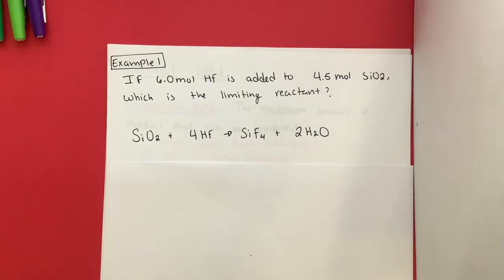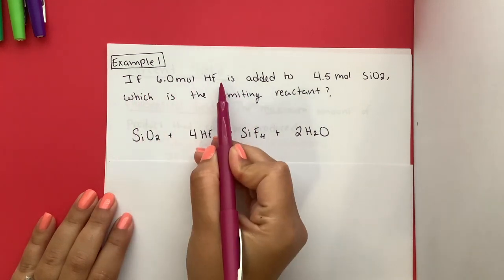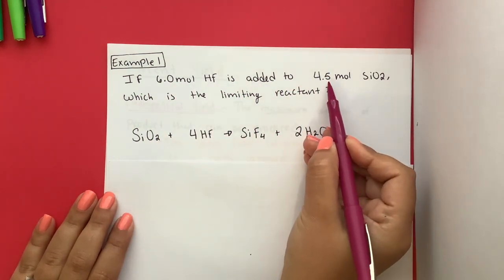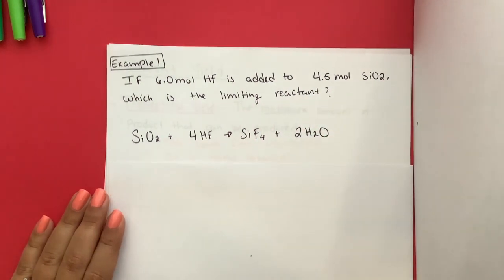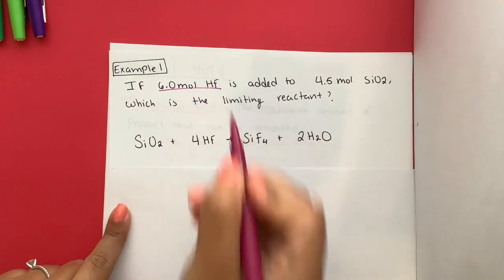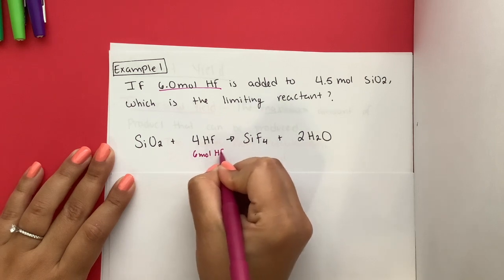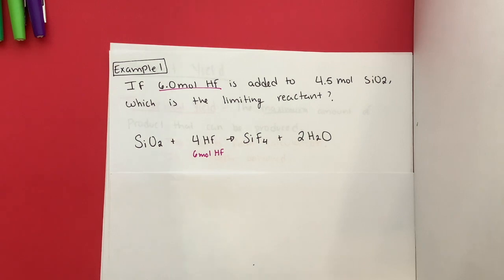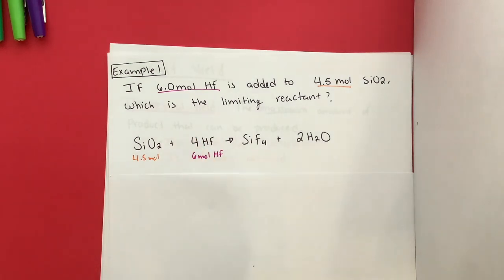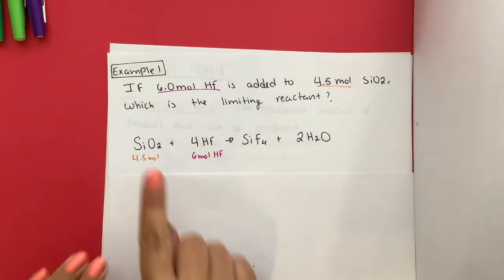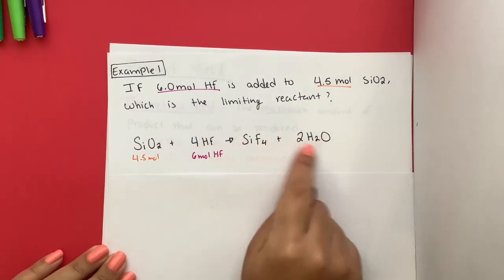Okay, so an example of limiting and excess reactant is this. If 6 moles of HF is added to 4.5 moles of SiO2, which is the limiting reactant? So in this case, they give us 2 pieces of information. They give us that we have 6 moles of HF, and they also tell us that we have 4.5 moles of SiO2. Okay, so I need to convert each of these moles into grams of one of these products.